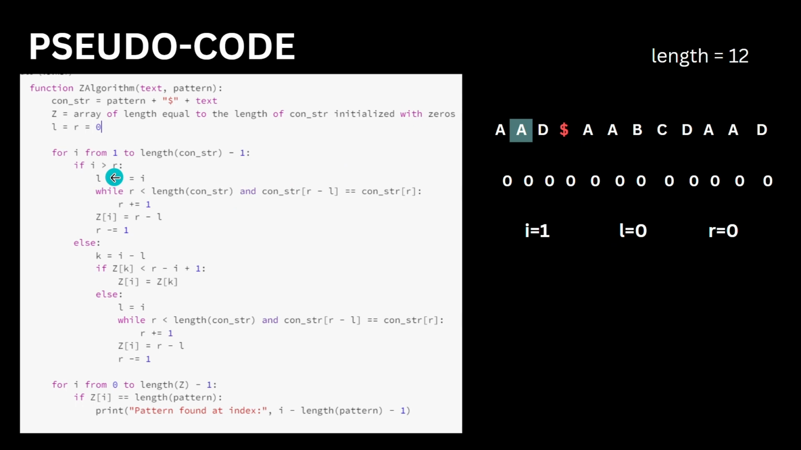If we see the if loop, it says I is greater than R. So here I is greater than R. So L is equal to R is equal to I, which is I is equal to 1, L is equal to 1, and R is equal to 1.